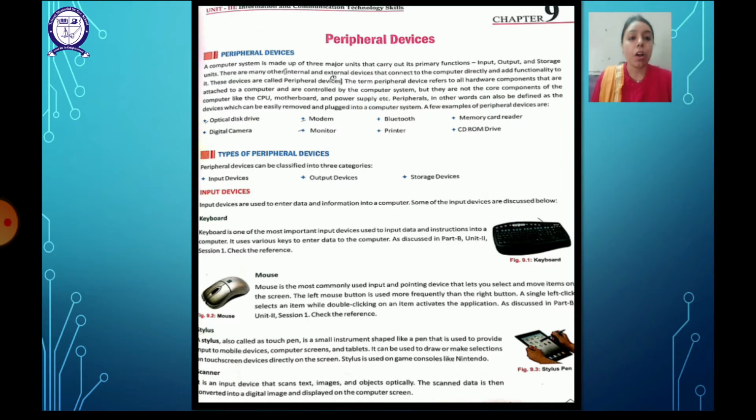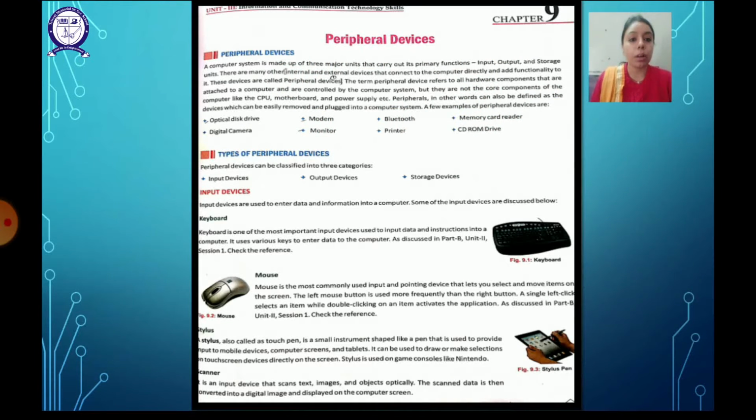All of you know that the main devices which are connected to the computer are keyboard, mouse, monitor and printer. But we may need some other devices also for storage or for some other purpose. So a few examples of peripheral devices are your optical disc drive like CD, DVD, digital camera, monitor, modem, Bluetooth, printer, memory card reader and CD-ROM drive. These are your peripheral devices.